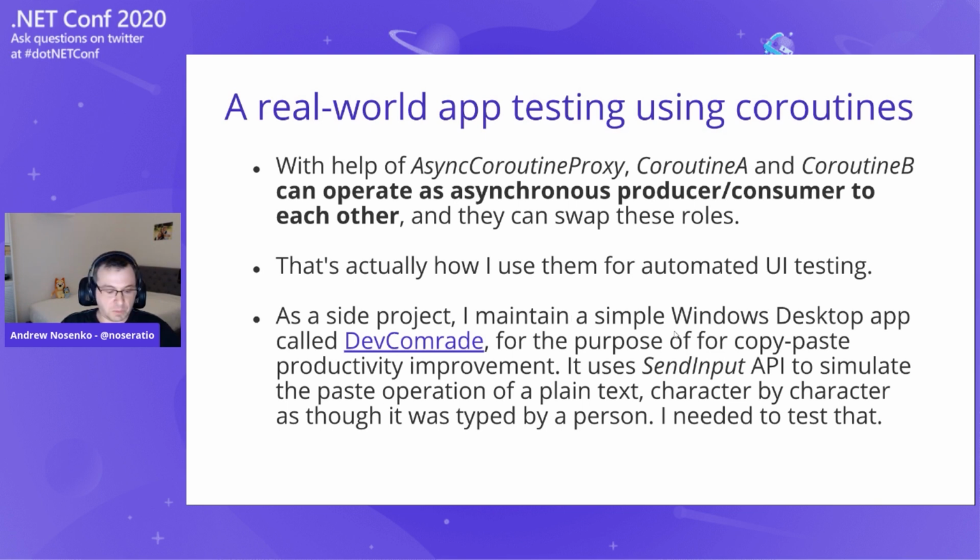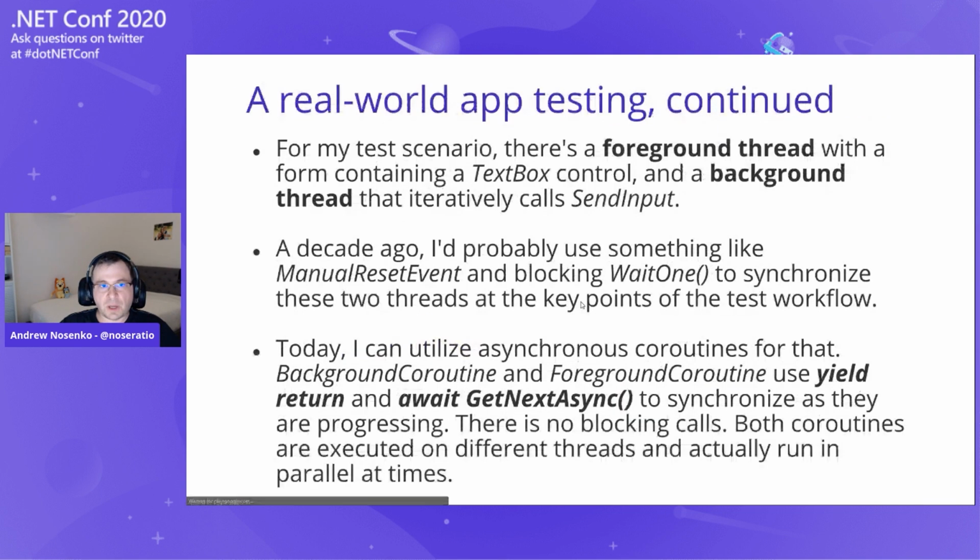All it does is use the Windows SendInput API to simulate user input. It strips out the formatting from the clipboard and just spits it out character by character to the currently active app. And I needed an automated test for that. So that's what I came up with. I have a foreground thread that has a Windows form containing just a text box, and then I have a background thread that calls SendInput.